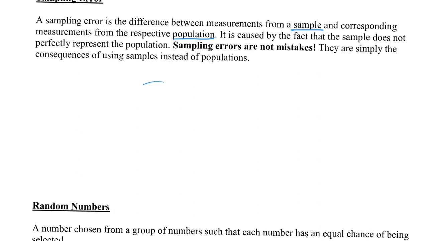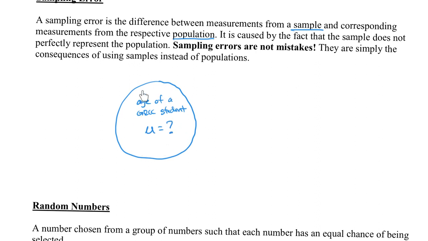So, for instance, consider this the population. Just think of this as being a whole bunch of ages. And we want to know the mean age of a GRCC student. So we've got this population mean mu equals a question mark. Think of this as a pile of thousands of numbers. Maybe there's 14,000 numbers here, one for each of the GRCC students, and we want to know, of those 14,000 numbers, what is the population mean, right? This is the Greek letter mu for mean. What is the average age of a GRCC student?